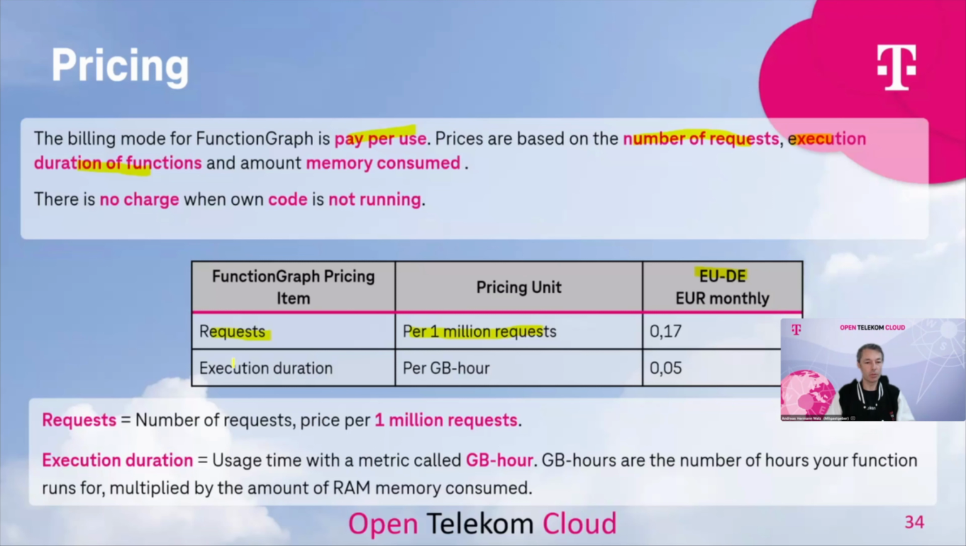And then the execution duration has the unit of gigabyte hours. That sounds a bit uncommon, maybe. What does this mean? Just an example: if all the functions are consuming 1 gigabyte of memory within 1 month, and all the functions together are running for 1 hour, then you have 1 gigabyte hour, and then you are charged 5 euro cents.